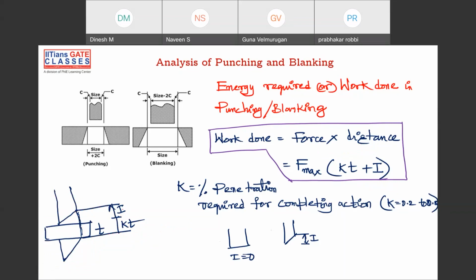Okay. So this is the complete distance. I plus KT will be the distance that the punch has to travel so that the shearing operation occurs. So force into the distance will give you the work done. So this is the work done that is required for the punching or blanking analysis. That is the reason why we write KT plus I.